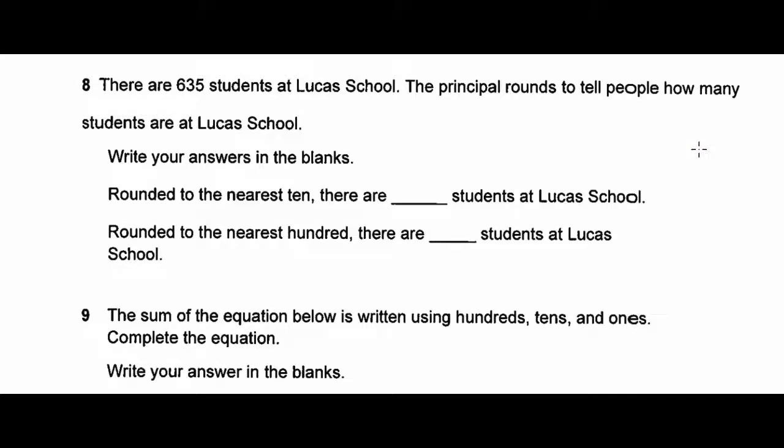Number 8, it's a word problem. It says there are 635 students at Lucas School. The principal rounds to tell people how many students are there at Lucas School. Write your answer in the blanks. So first you have to round it to the nearest 10. My answer is going to have 1 zero. Then you round it to the nearest 100. My answer is going to have 2 zeros.